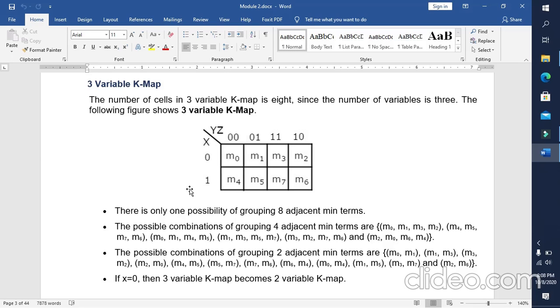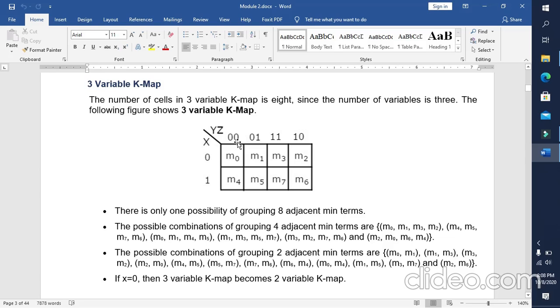Okay. In drawing the K-map, you can have X separate and then your Y and Z grouped. In this example, you have X. What are the values of X? X can be 0 or 1. Now for your YZ, the possible values of y are 0 and 1, and the possible values of z are 0 and 1. Since there are 2 variables, you are going to have 2 bits.